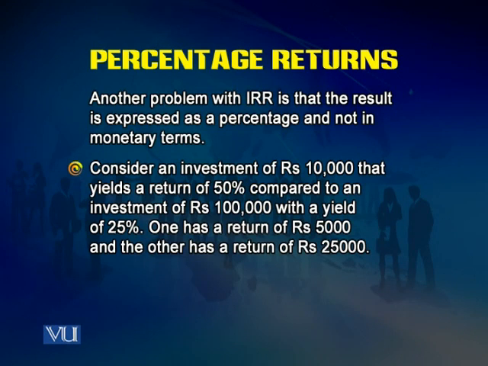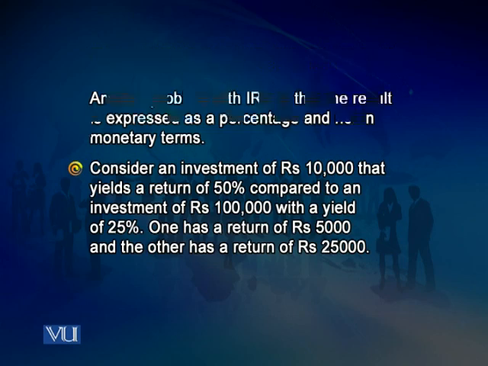So just to take our example forward, let's look at these two projects. One project has a return of 50%, and that involves an investment of 10,000. And the other has a return of 25%, which is half the return, but it involves an investment of 100,000. The 10,000 at 50% will give a return of 5,000. The 100,000 at 25% will give a return of 25,000.